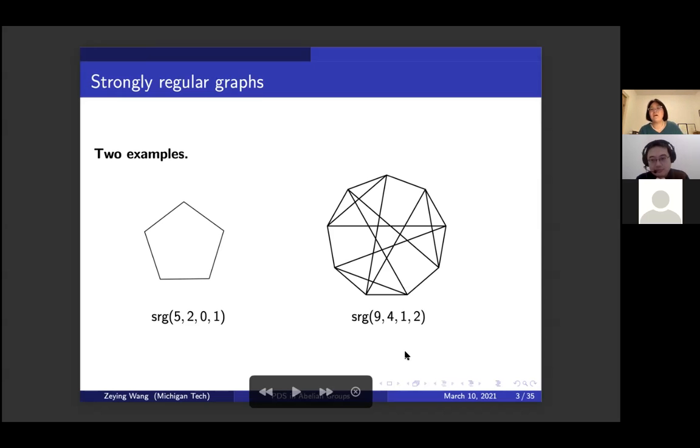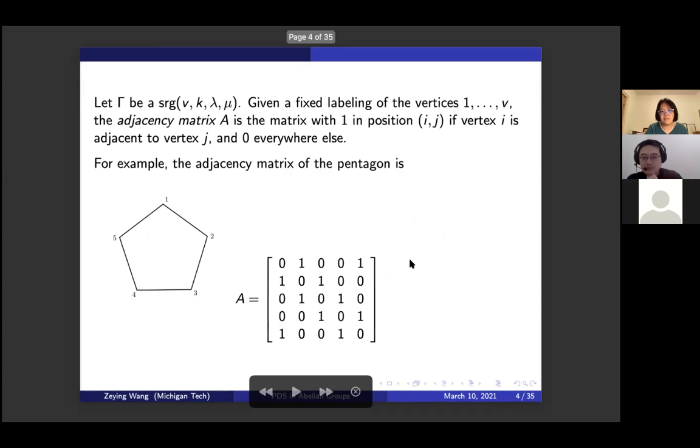For strongly regular graphs, there is a lot of research going on if you search strongly regular graphs. A typical tool we use to study strongly regular graphs would be the adjacency matrix. What we do is we label all the vertices, and then we get a V by V matrix. If vertex i is adjacent to vertex j, then at the ij entry we put 1, otherwise we put 0.